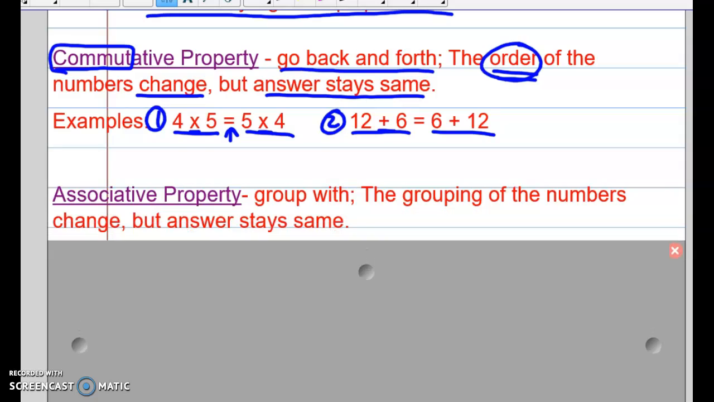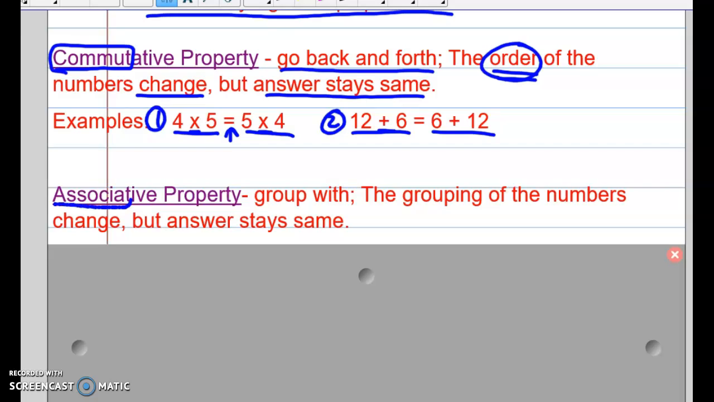The next property that I would like for you to write down is associative property. You're going to copy the vocabulary word and the full definition. Pause your video and copy that now. If you look at the word associative, there is a base word, associate. And I want you to think of it like this. You associate with your friends each day here at school. That means you group yourself with them.